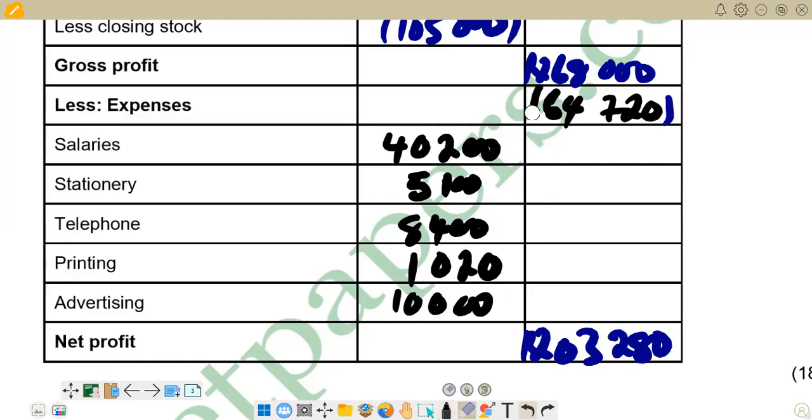So this is rands, and we are saying we are subtracting. This is what we have. So our net profit becomes this one. We say 268,000 minus 64,720. We are going to get 203,280, and this becomes your net profit. So this is what we have in terms of this question of a projected income statement.